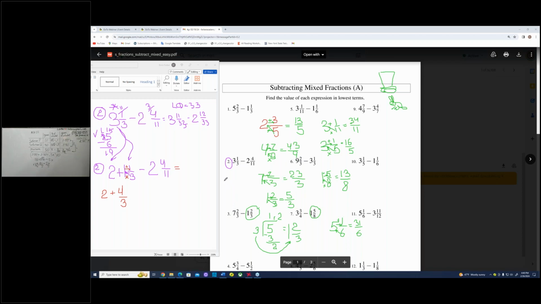Yes. I don't have too much room here. For instance, Milana, can you hear me? Milana? 7 and 2 over 3. 3 times 7 is 21. Excellent. Plus 2.